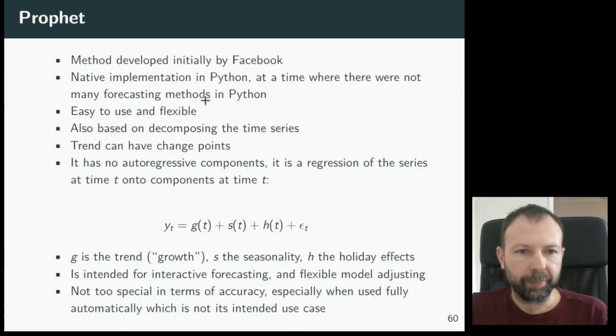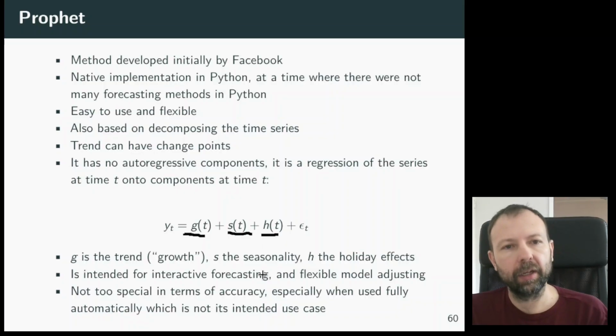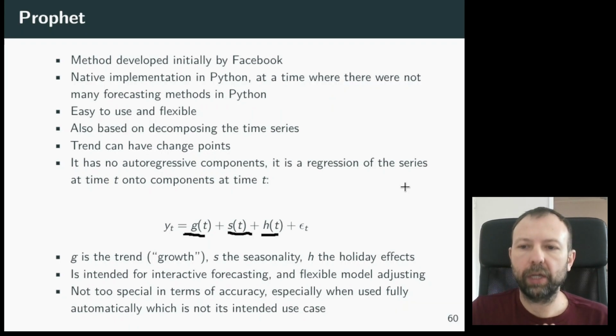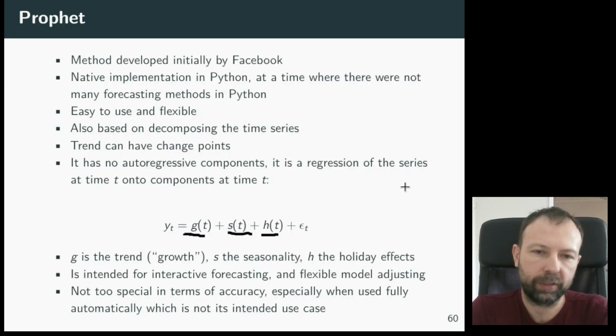So you just, yeah, so you say, I have these trends and trigonometric seasonalities. So here G is the trend growth term, S the seasonality, and H are some holiday effects. And now you just perform a regression from your data onto this. And because there are no lags, the good thing is you can easily just extrapolate it into the future as long as you want. So it's quite easy to use, and it has some nice properties.